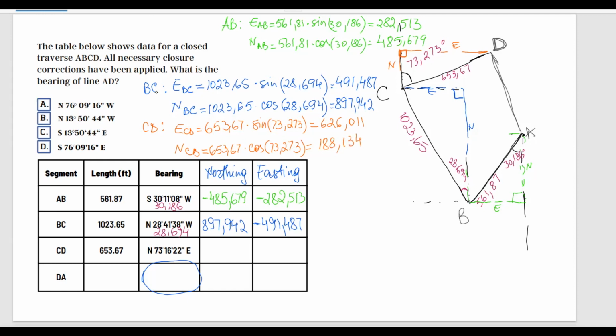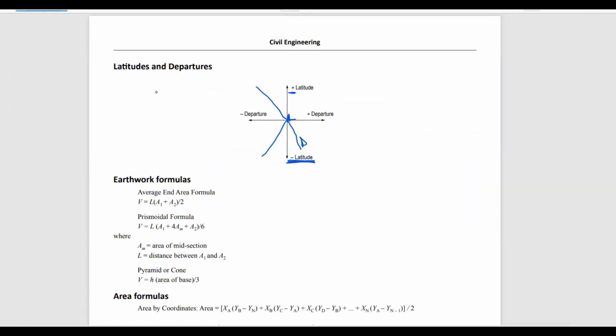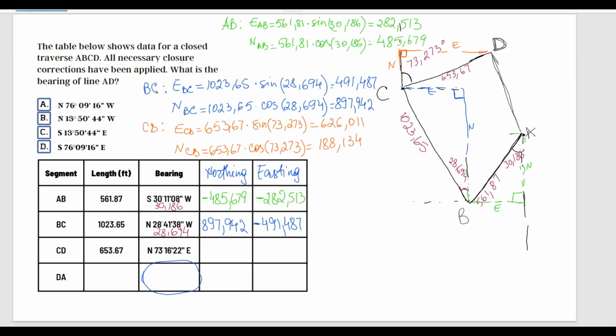Now let's check the signs for this. CD is in the first quadrant here, and in the first quadrant, the departure and latitude are both positive. So these values are going to be entered here as positive. I have easting 626.011, and then northing 188.134.